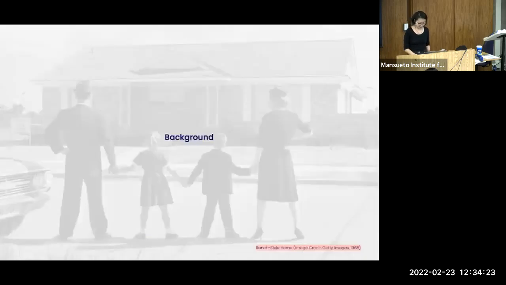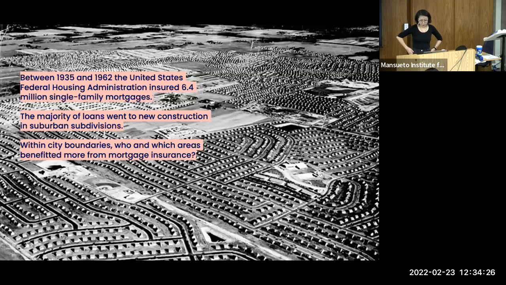So first, a little bit of background. The Federal Housing Administration was created in 1935 to provide government guarantees on new mortgages to encourage home ownership in the United States. From 1935 to 1962, the FHA insured 6.4 million new single-family homes nationwide. The overall U.S. homeownership rate increased to about 65% in 1995 from about, I think, 40% in 1940, as a consequence of what was essentially a government subsidy to homeowners. The majority of new loans went to new construction in primarily suburban subdivisions.